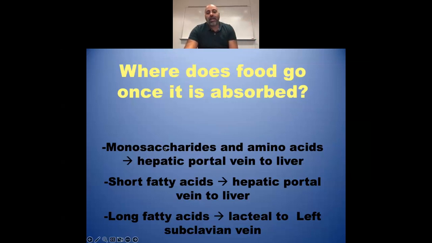So we talked about getting it down to these monomers. Where does it go? We talked about the hepatic portal vein, going to the liver. Short fatty acids, shorter ones, and long fatty acids. How much C and H is the difference? No clue. Okay, short fatty acids go to the liver.